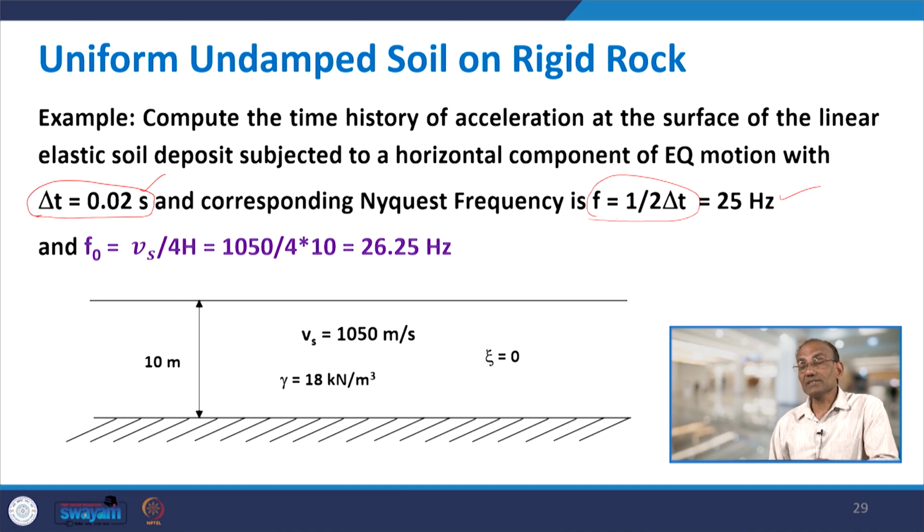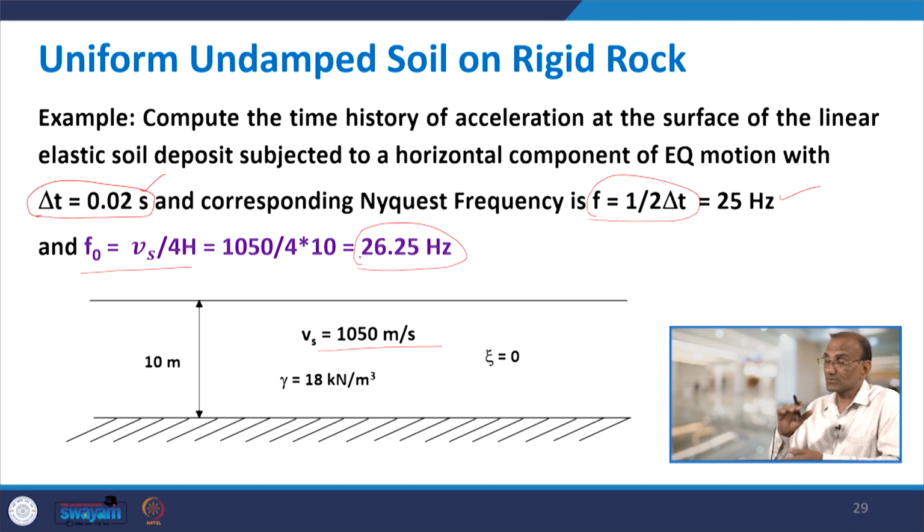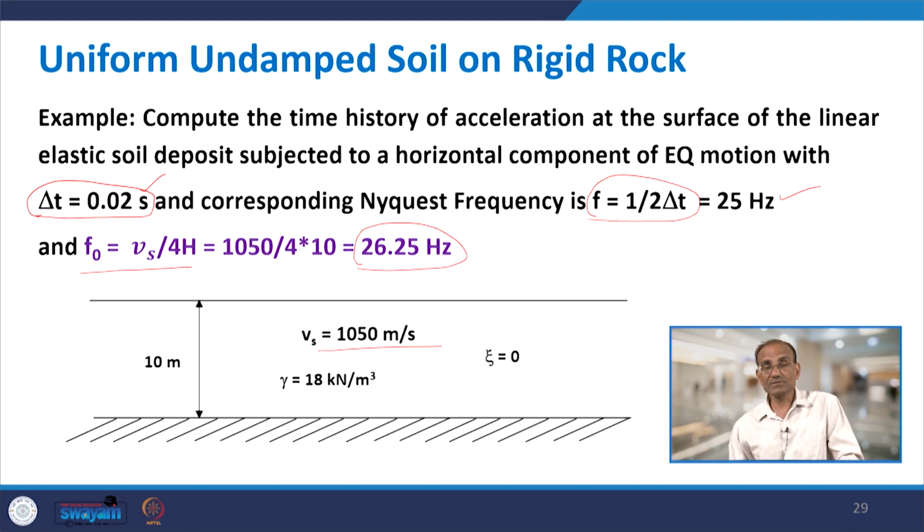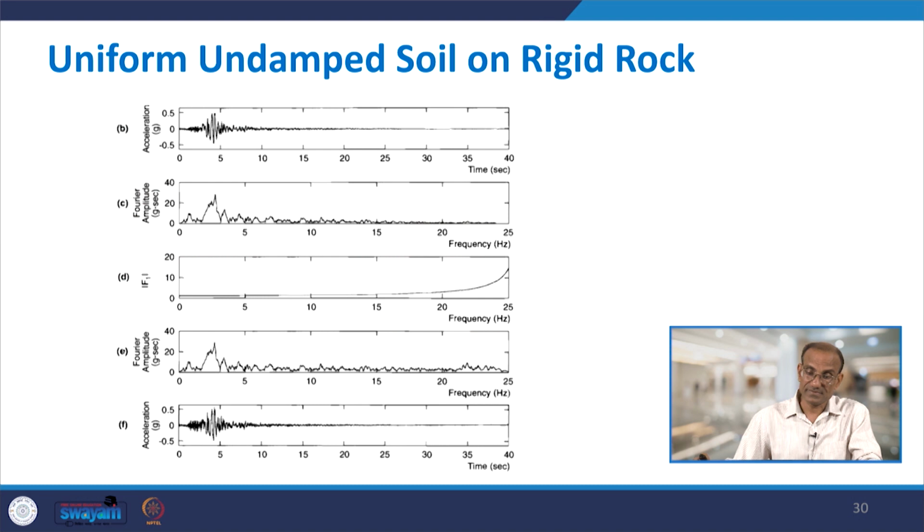On another side, you have the natural frequency of the system, the first fundamental frequency, which is given by Vs by 4h, and Vs is the shear velocity, which is given in this problem as 1050 meter per second, and the thickness is 10 meter. So, if I divide 1050 by 40, then I get 26.25 hertz. That is the natural frequency of this soil layer, which is quite high, but you can assume that this data may be hypothetical, because this is too high a frequency.